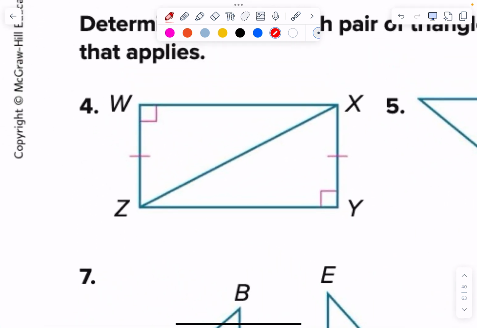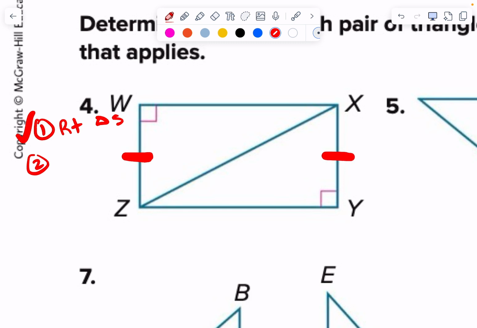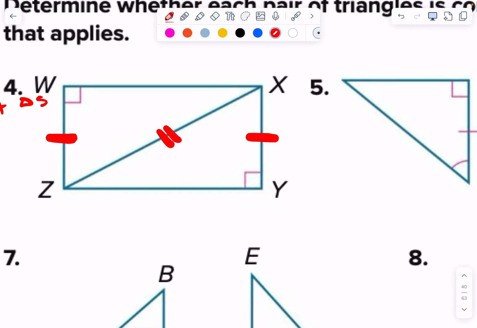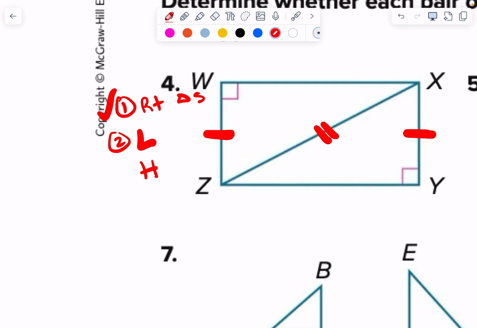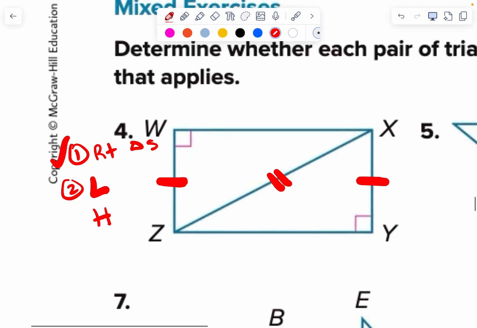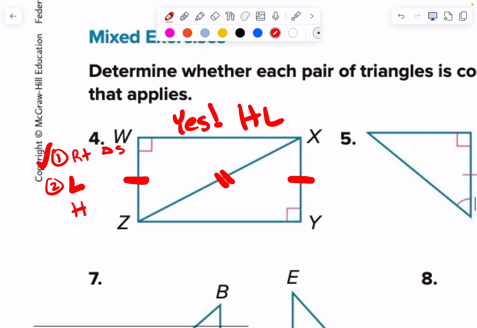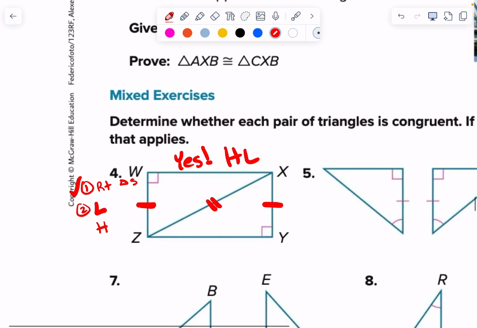Let's talk about number 4. Things that I know in number 4. Number 1, do I know that they're right triangles? Yes, we do. Check. Number 2, do I have a hypotenuse, leg? What do I have? They tell me this. That's a leg. Do I have anything else? I got a hypotenuse, right? Even though it doesn't say, that's a reflexive property. So I have a leg and an H. Are those two triangles congruent? By what? By HL. Cool. There you go. That's what number 4 is saying.